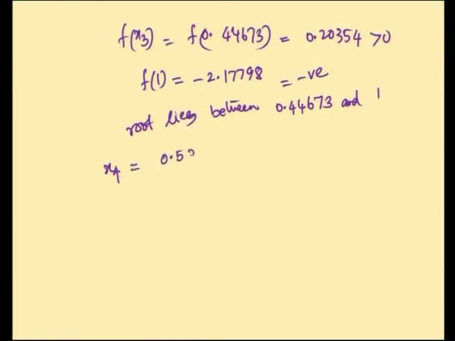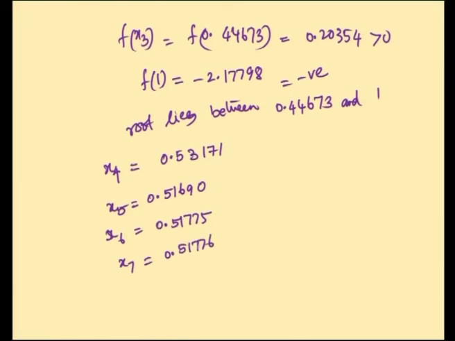0.53171, then x5 is 0.51690, x6 is 0.51775, and x7 is 0.51776. Corrected to 4 decimal places, these two iterations are the same. So the ultimate root is 0.51778, you can take, corrected to 4 decimal places.